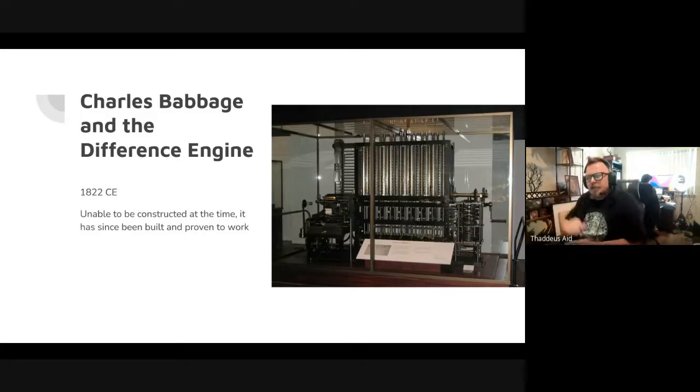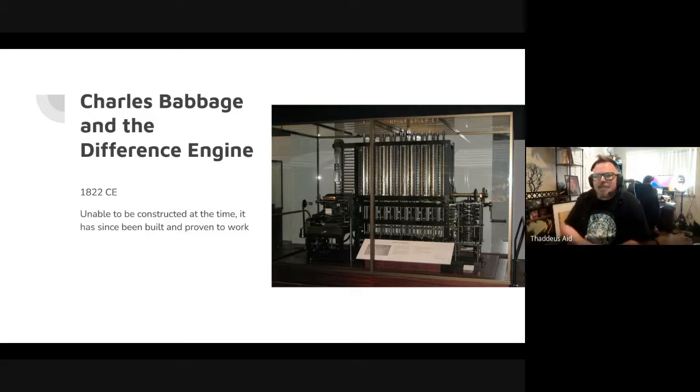Jumping forward, once again, lots of mathematical development all through these times, but we're doing a short history. So we're going to jump up to Charles Babbage and the difference engine. Babbage in England built this machine that would do math for us. It's a hand crank machine. You set a couple of switches, you crank the machine, and your answer drops out.